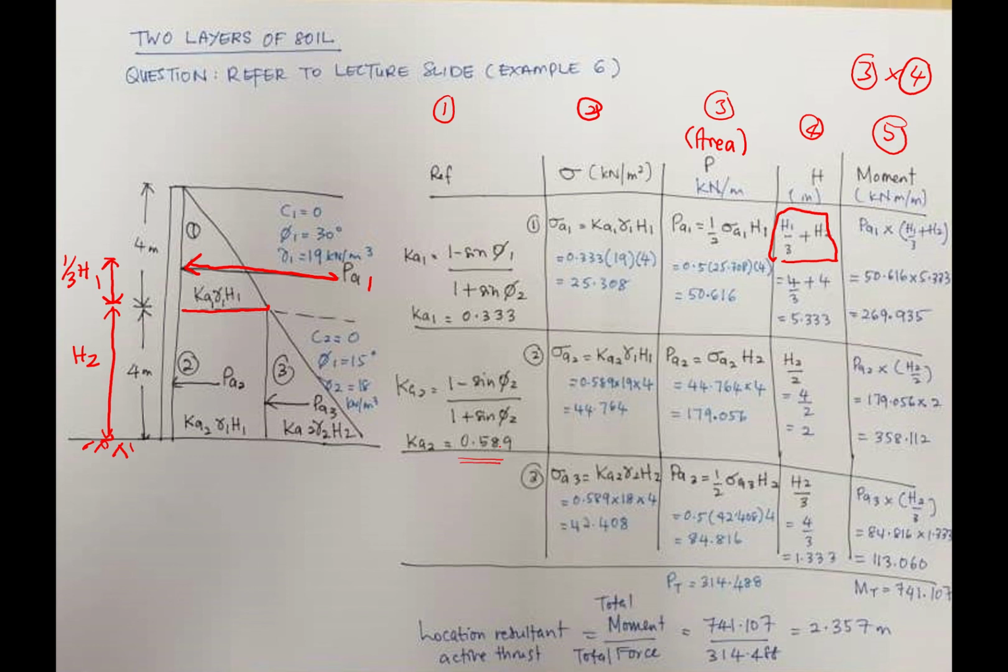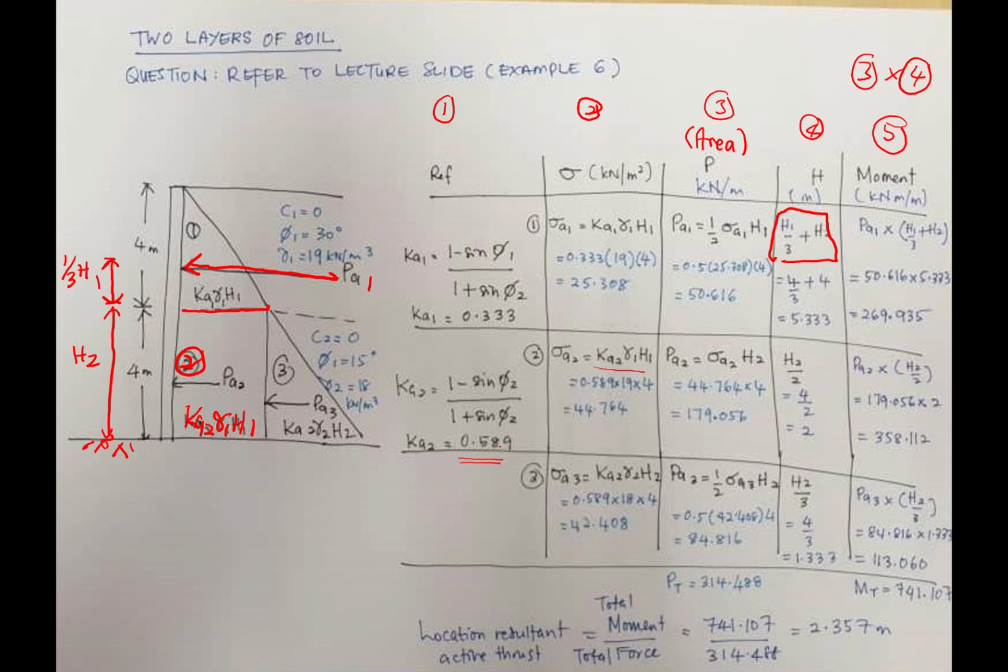That one will be KA2 is equal to 0.589. So then you refer to reference number 2 here. What will be the base value? Let's go with what I have already explained. You transfer gamma 1 and H1, but because this is already in the second layer, you cannot use KA1, so you use KA2. So this is why the base for reference number 2 is KA2 gamma 1 H1.